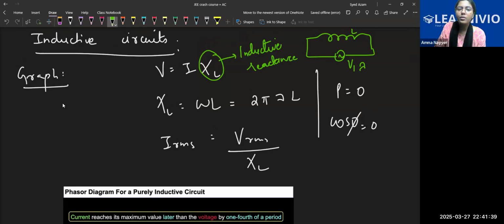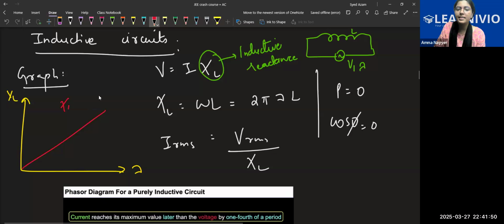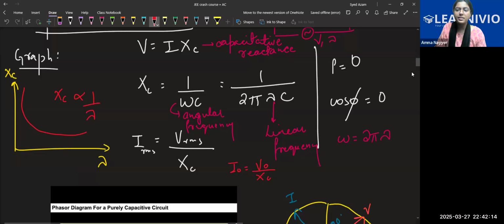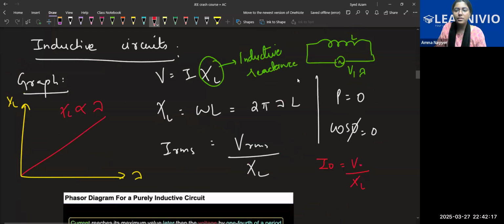Now you tell me, how are XL and nu related? Directly proportional. Yes, very good, Meera. They are directly proportional. So we get a straight line because XL is directly proportional to frequency. So IRMS is VRMS by XL, I naught is equal to V naught by XL. Now one thing that I left out: power and cos phi will be 0 in purely inductive and capacitive circuits. Power will have a value in the resistive circuit only. Power 0, cos phi 0.